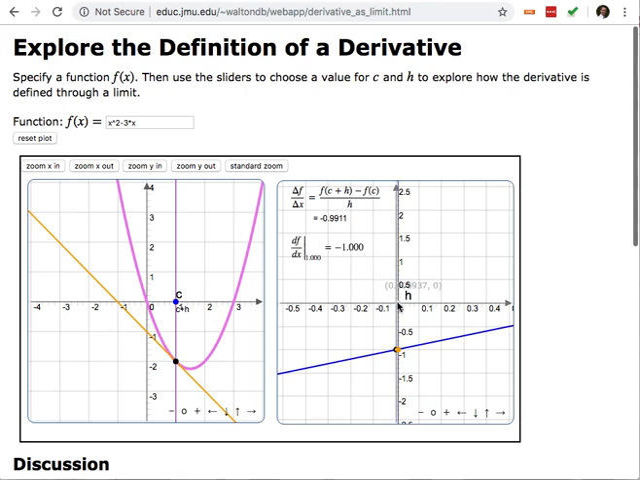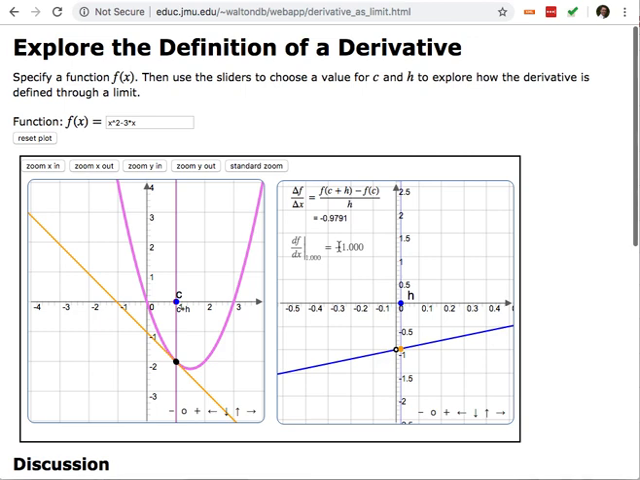Now there are some weird things that happen if I get too close. There's a little numerical issue. You can't trust anything here that's really close to 0. But on either side here, positive and negative h, you can see that the slope is really close to negative 1. So this is the derivative. The derivative is the limit as h goes to 0 of that slope.